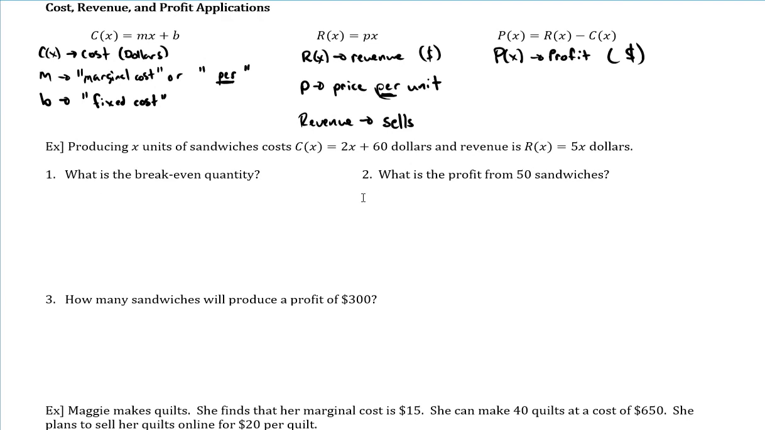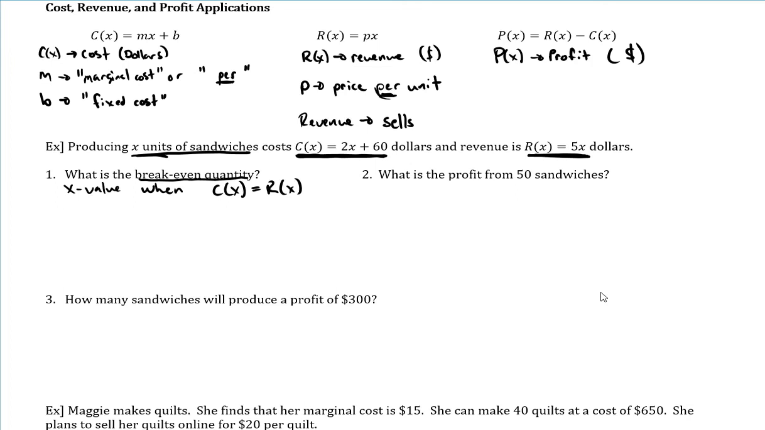So let's break down a couple problems here with these three. In this example, it says producing x units of sandwiches costs, and here they're nice enough to just give us the whole cost function. And they do tell us x units of sandwiches. And the revenue is given as well. r of x equals 5x dollars. Now, instantly, there's some new vocabulary. The break-even quantity. The break-even quantity is the x value when the cost function equals the revenue function.